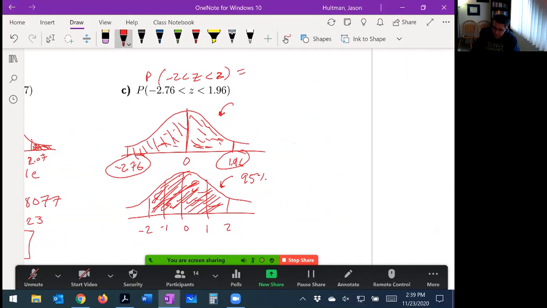Okay, so let's use the table. We're going to get the table value for 2.76, and we're going to add that to the table value of 1.96. Okay, the area from 0 to 2.76 is below here, and the area from 0 to 1.96 is above.